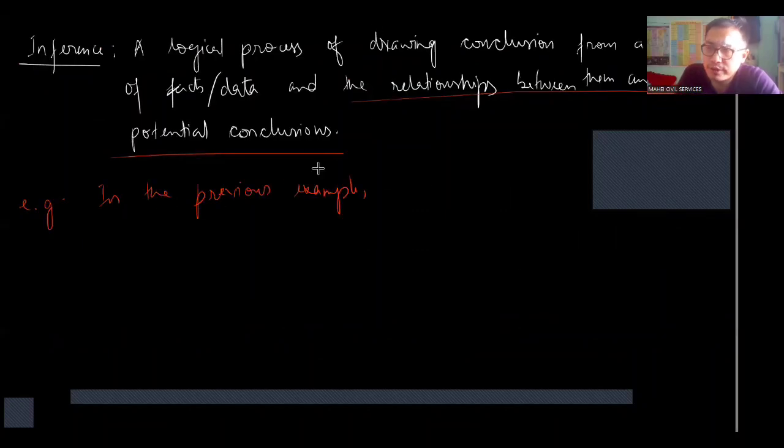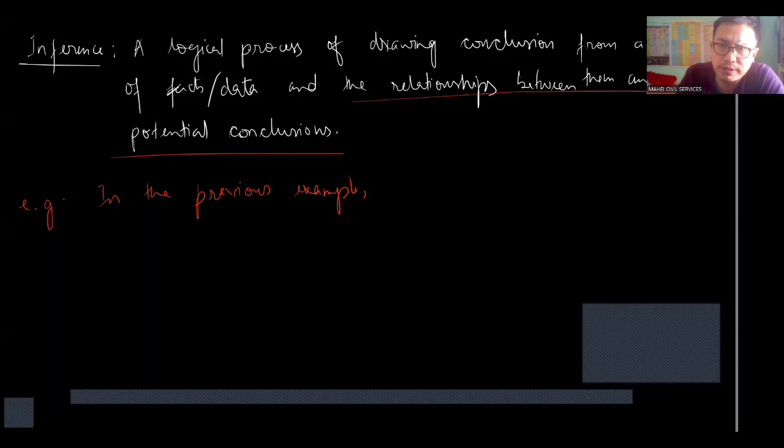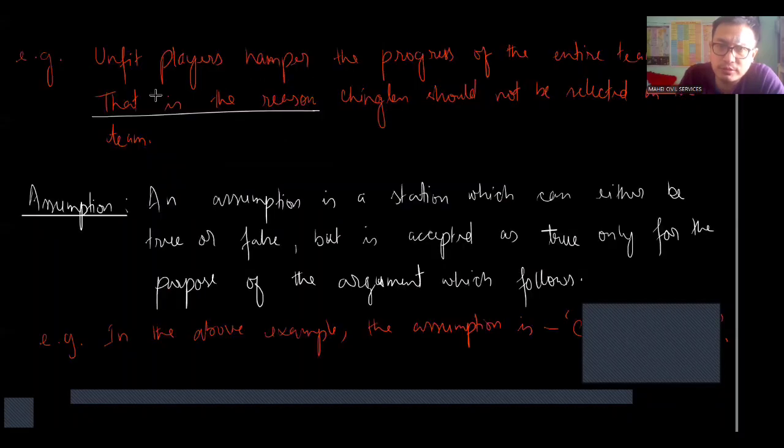So the inference, what can we infer here? Unfit players hamper the progress of the entire team. That is the reason Chinglen should not be selected in the team. Can we say that Chinglen will hamper the progress of the entire team? Can we infer that?